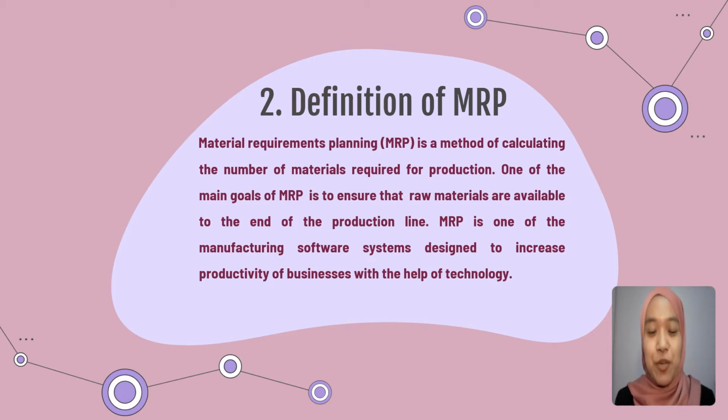Now, I will continue with the definition of MRP. So, what is actually MRP? MRP is a method of calculating the number of raw materials that are needed for production. One of the main goals of MRP is to ensure that raw materials are available until the end of the production. MRP is one of the manufacturing software systems that are designed to increase the productivity of businesses with the help of technology.